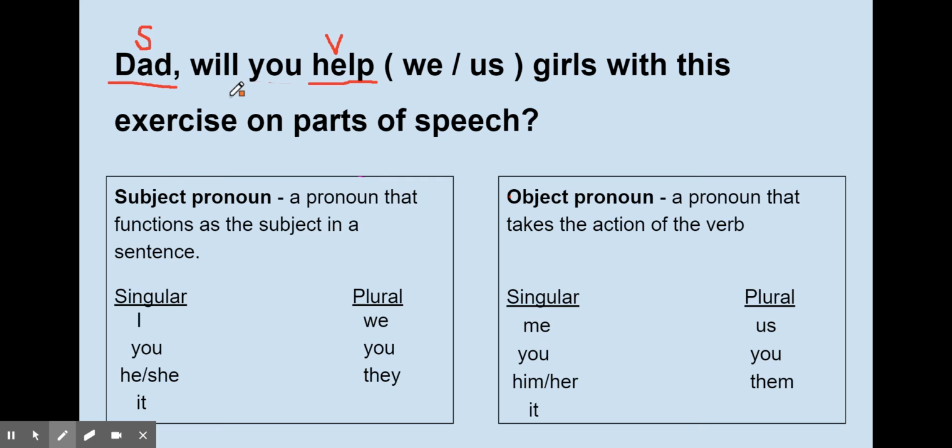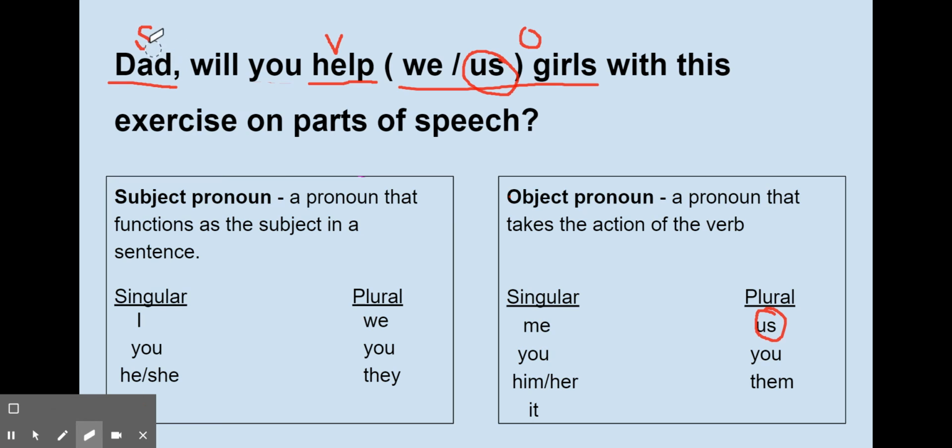Who's going to be receiving the help? Well, the girls, right? And this pronoun is referring to the girls. So that means this is my object of the sentence. So I need to look on my charts. Is we objective or is us objective? And I can see right there, us is my objective pronoun. So that's what I'm going to use here. Dad, will you help us girls with this exercise on parts of speech?